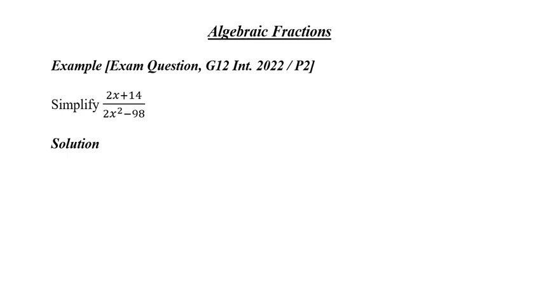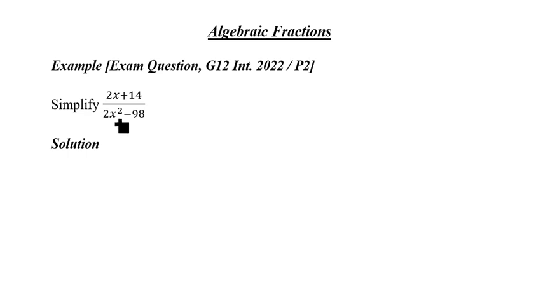So let's look at this example from the past paper 2022 grade 12 internal paper 2. Such questions, algebraic fractions, they come in paper 2. We have to know that. Okay, so simplify 2x plus 14 over 2x squared minus 98. Like I said earlier, we have to simplify the numerator and also simplify the denominator. So let's see how this one will be done.